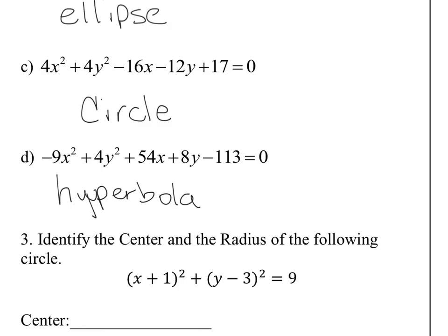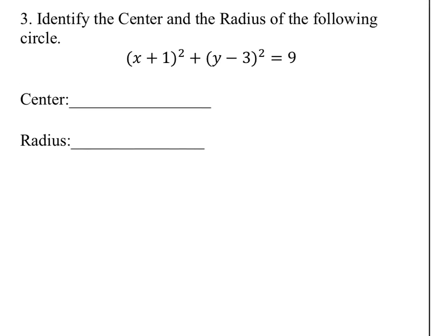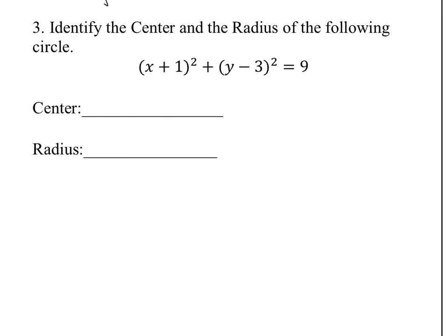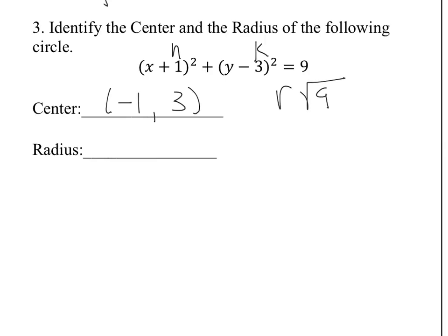Okay, question 3. Let's move right along here. Question 3. Identify the center and the radius of the circle. Well, HK is our center. So the center is going to be, remember we got to change the sign, -1, 3. And our radius is the square root of 9. So to find the radius, we take the square root of 9. So that's going to be 3.